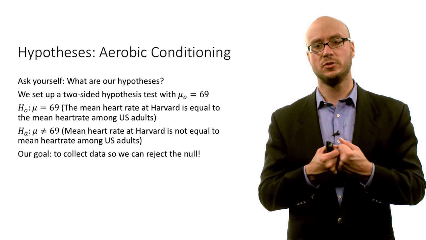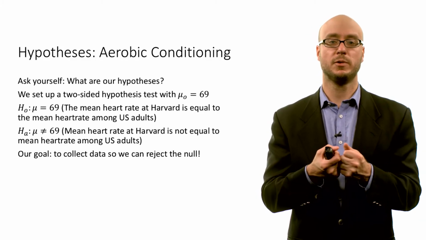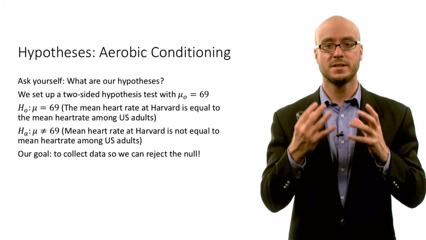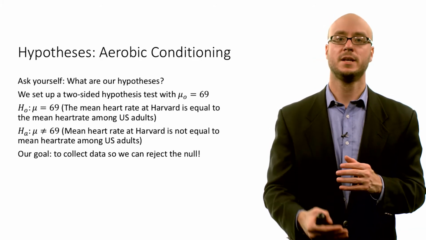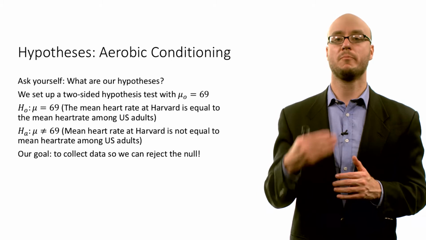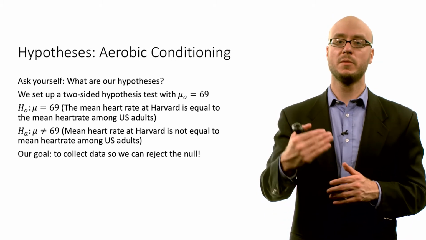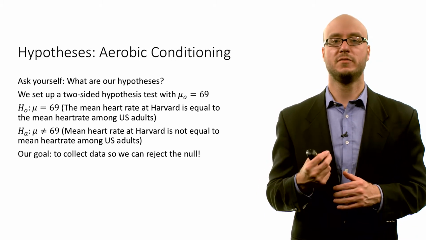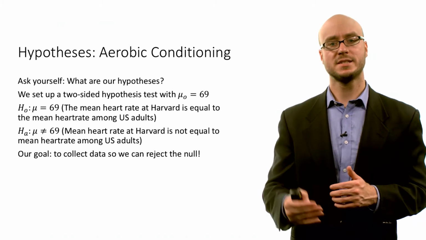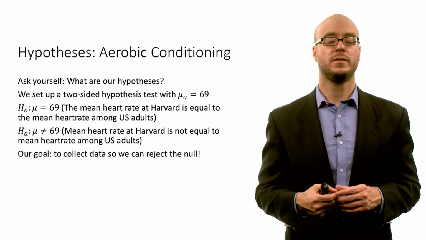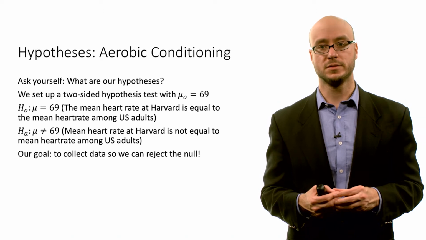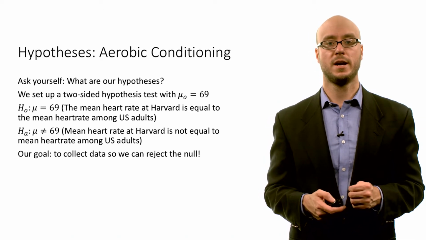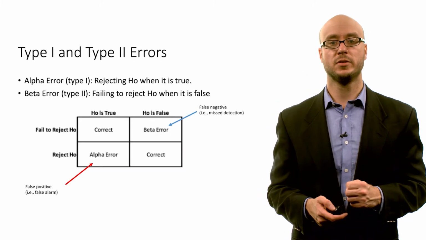Then we collect this data based on STATE100 students to test this claim about the population. This is the basic setup for hypothesis testing. Somebody makes a claim about a population, you gather a set of data, and you test that claim. We're testing whether or not the population mean of Harvard students is 69 beats per minute. So we're going to see if we can reject that null or not.